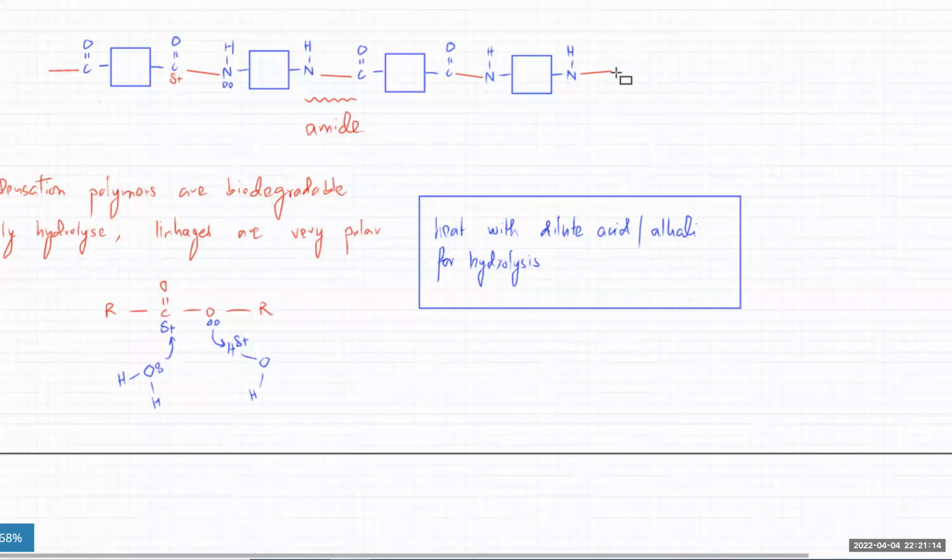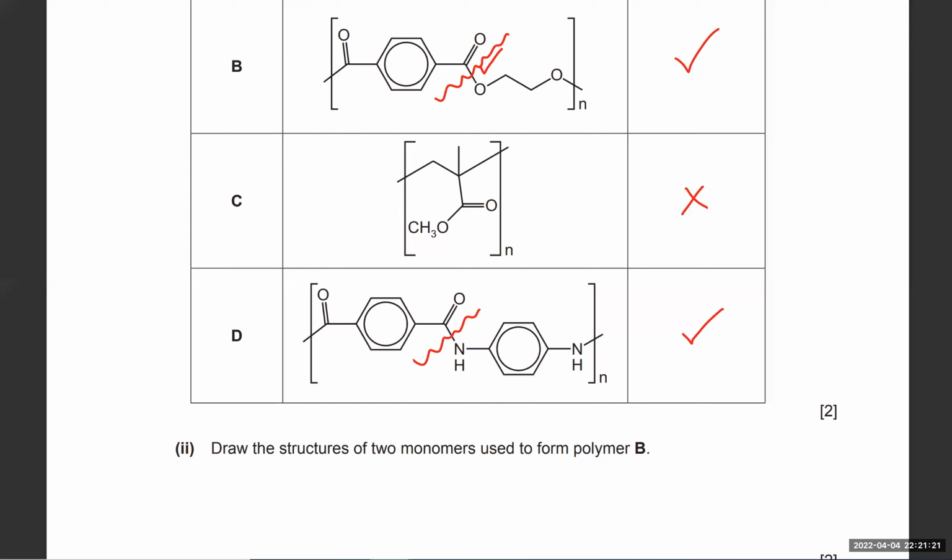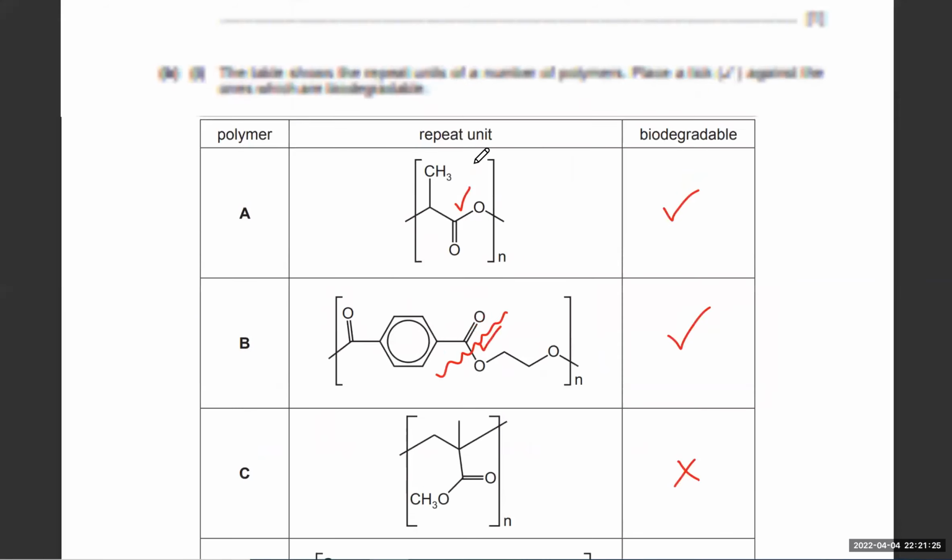Sir, how are we figuring out what the monomers are in the question? I said, I haven't come to that. I'm going to come to that. They're not actually asking you. They've only shown you the repeat unit. But I'm going to talk about that.